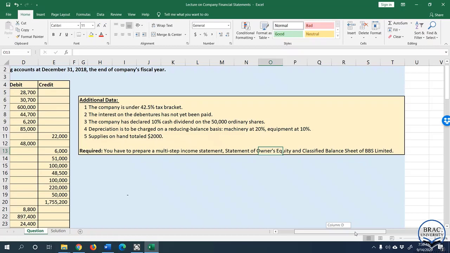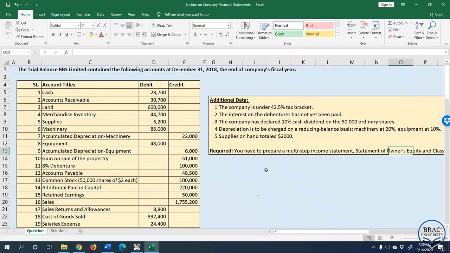Again, we'll do it step by step to keep the video short, and in this particular video I will try to give you some idea about how to incorporate the additional data in our financial statements. So we'll start with number one. The additional data number one is that the company is under a 42.5% tax bracket. What does it mean?